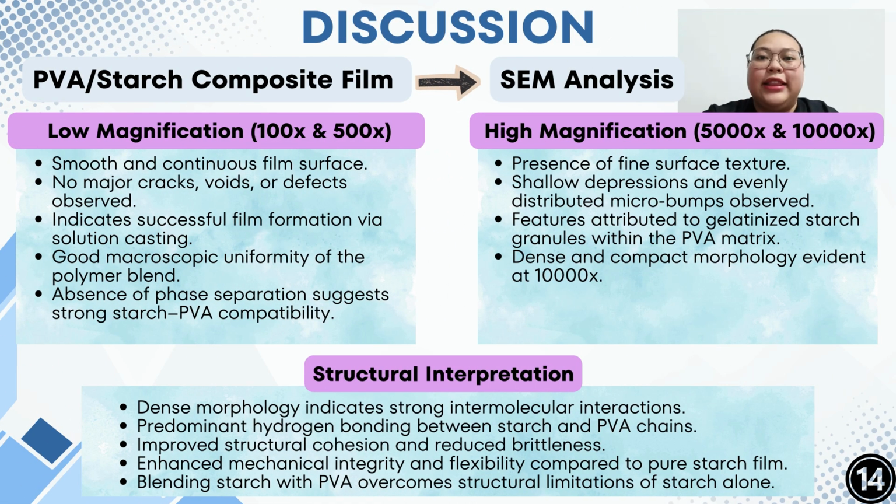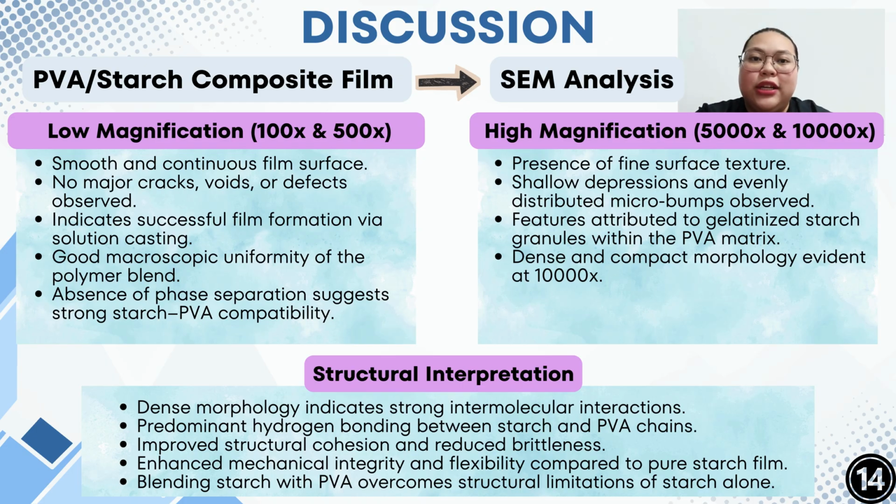Now, we look at the morphological characterization of the PVA starch composite film using scanning electron microscopy, or SEM. SEM analysis was conducted at multiple magnifications such as 100x, 500x, 5000x, and 10,000x. The reason for using different magnifications is to examine the film structure across various length scales, allowing us to observe both macroscopic features like overall uniformity and microscopic features such as surface texture and fine detail.